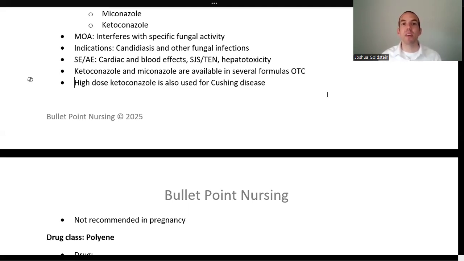Ketoconazole and miconazole are available in several different formulas as over-the-counter, sometimes for yeast infections of the vagina and other areas. So this is something that might be available both over the counter and by prescription. High dose ketoconazole is used for something totally different than a fungal infection. We discussed it in the endocrine lecture. It's used for Cushing's disease. And the azole antifungals are not recommended in pregnancy. I'm not saying they're teratogenic, but they're not recommended in pregnancy.